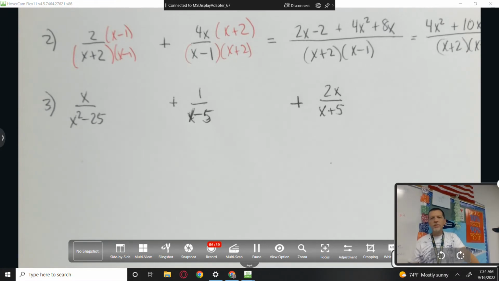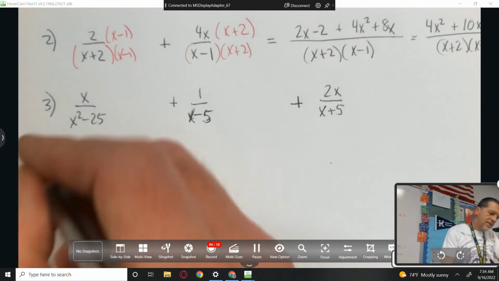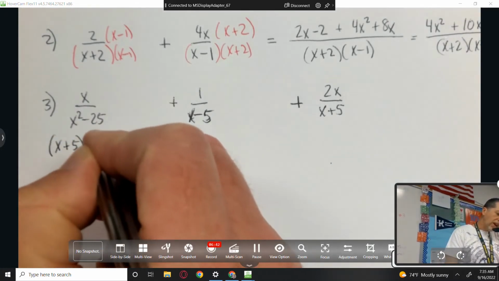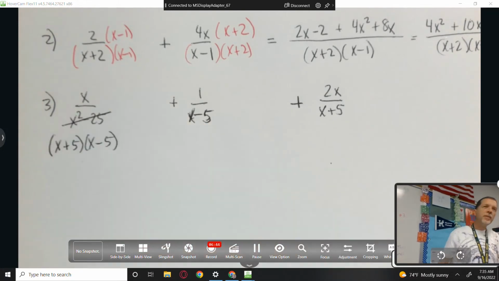I want my denominators to match. Thoughts on what we should do first? Yes, sir? Did you say squared? I think you said x squared plus 5 and x squared minus 5. I know that's not what you meant. x plus 5 and x minus 5. Which is good because now they're closer to being in common.